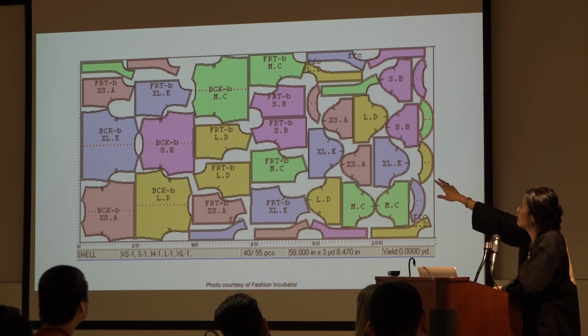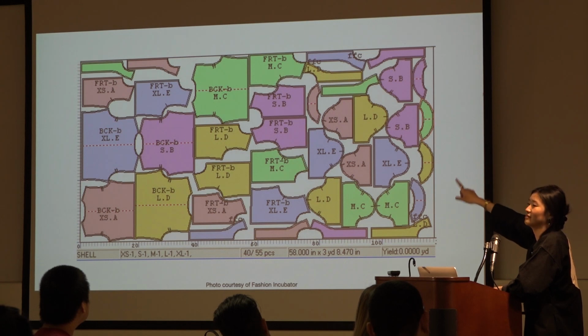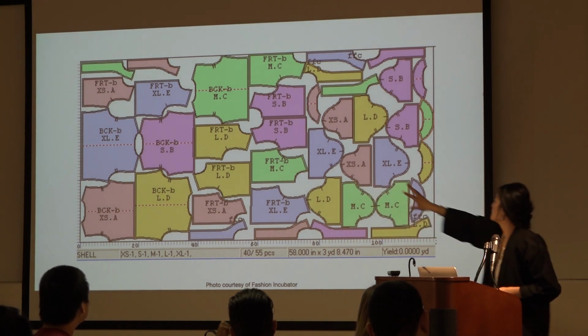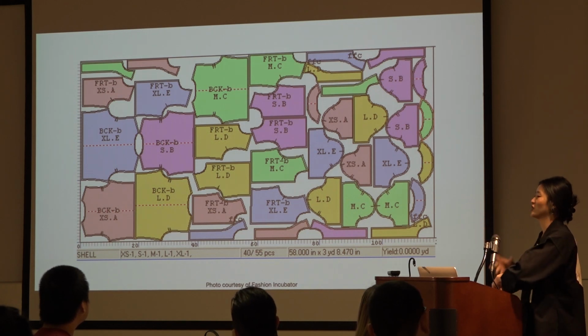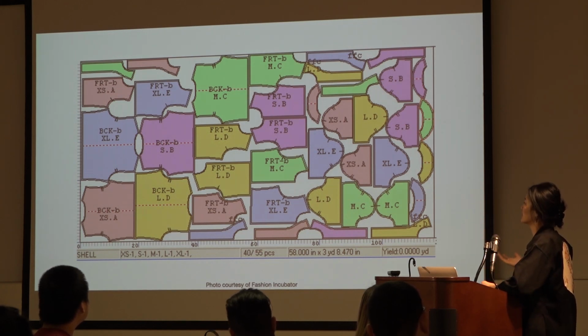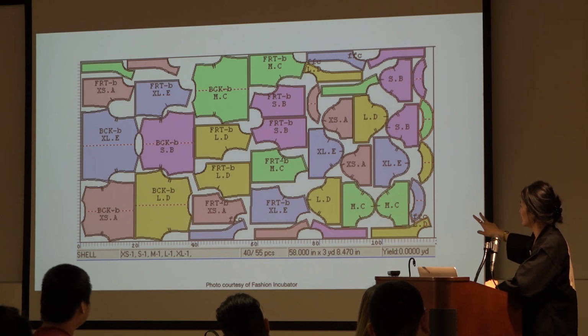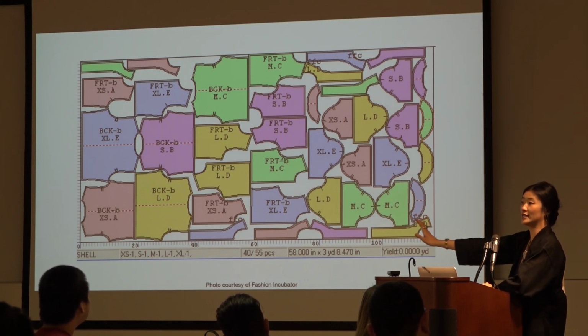However, you see all the pattern markers now are scattered. The sizes, like you see large, some over here, some over there, and it makes it really hard to actually account for how many pieces you're going to get. If you print out this marker and you cut out all these pieces, you're going to get an equal ratio across all the sizes, right?